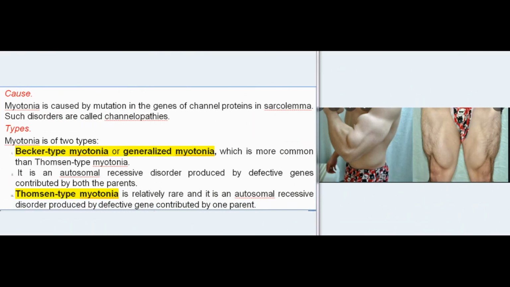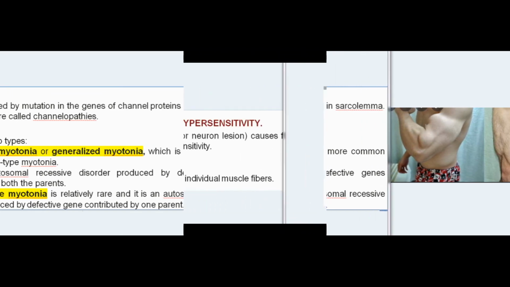Cause. Myotonia is caused by mutation in the genes of channel proteins in sarcolemma. Such disorders are called channelopathies. Types. Myotonia is of two types. Becker-type myotonia, or generalized myotonia, is more common than Thomson-type myotonia. It is an autosomal recessive disorder produced by defective genes contributed by both the parents. Thomson-type myotonia is relatively rare and it is an autosomal recessive disorder produced by defective gene contributed by one parent.